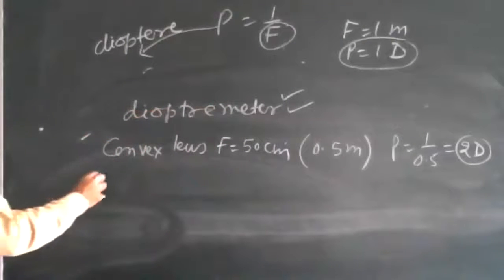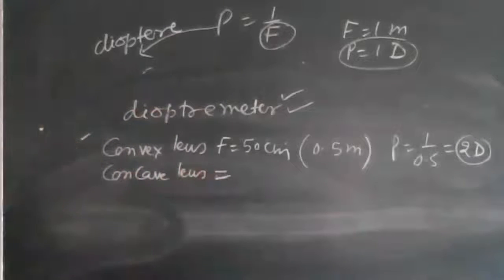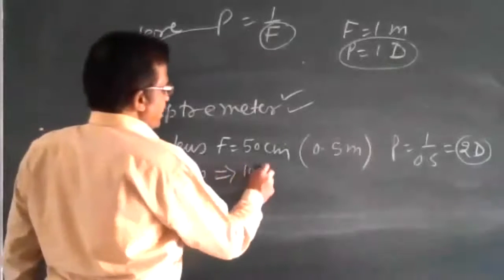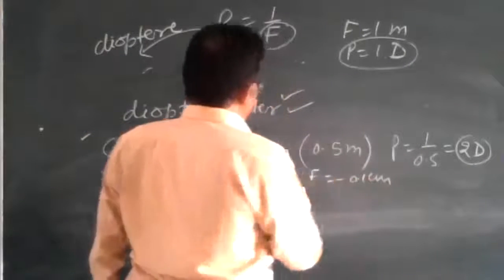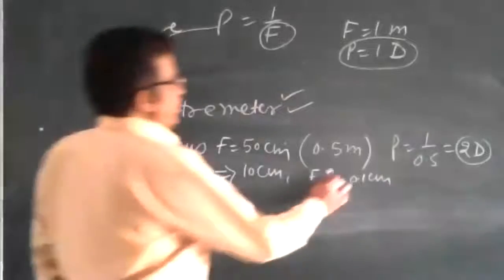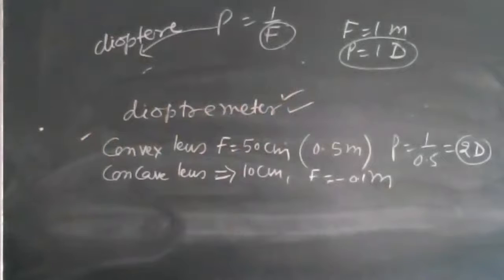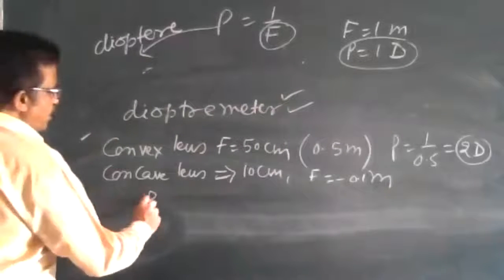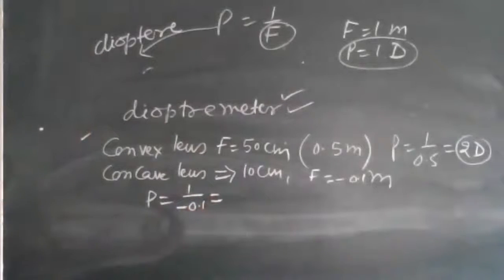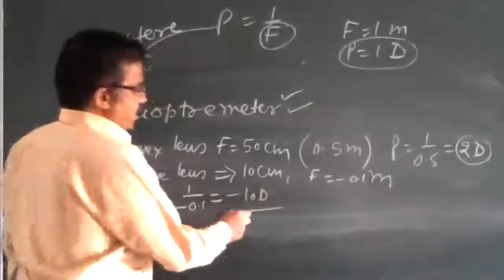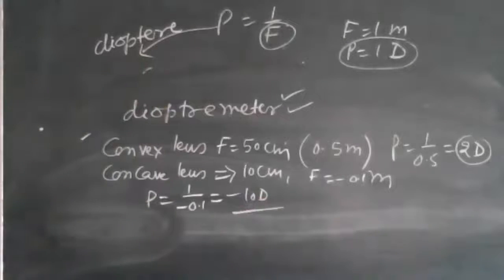Similarly, a concave lens of focal length 10 centimeter. Say the focal length is -0.1 meter. Here, convert it into meter. So power P equals 1 upon -0.1. So -10 D comes, 10 diopter. This is the number of the lens, for those whose distant eyesight is weak.